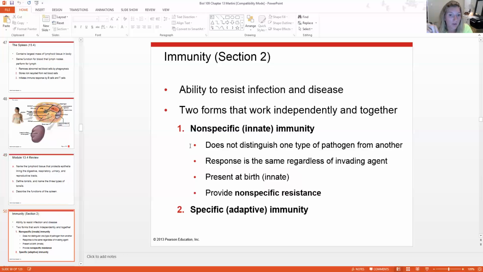Nonspecific or innate immunity does not distinguish one type of pathogen from another. So in other words, it basically is just a general form of defense. Doesn't matter what it is, your body's going to be protected against it. The response is going to be the same no matter what, and it's present as soon as you're born. It provides what we call a nonspecific defense.